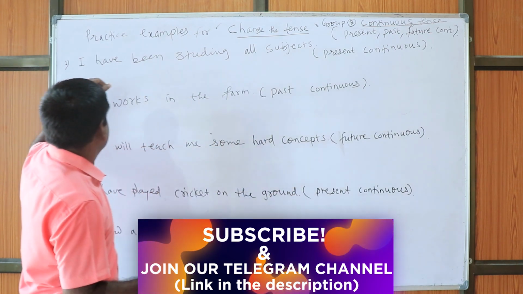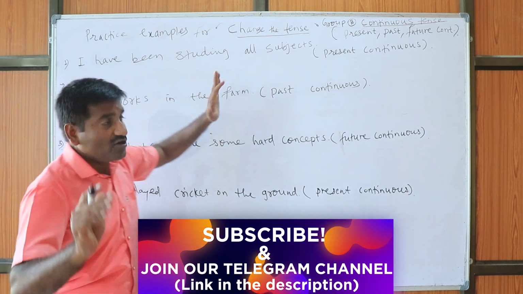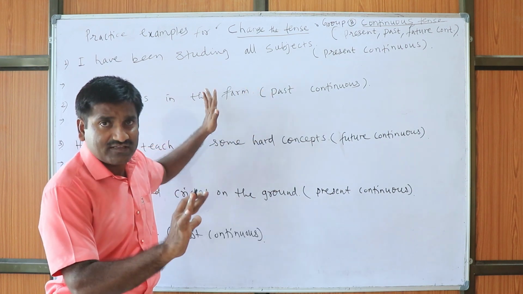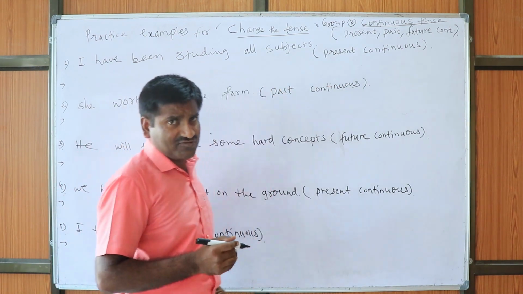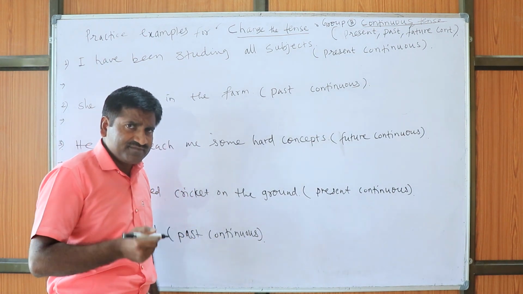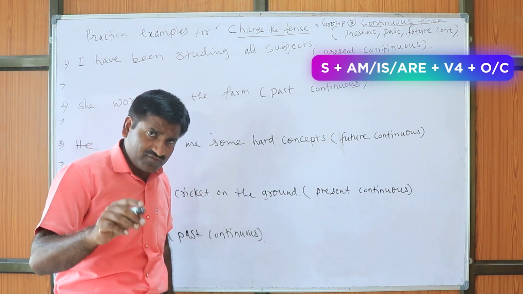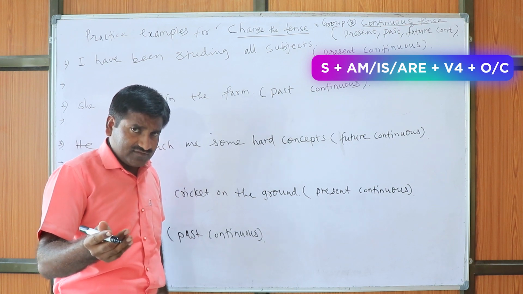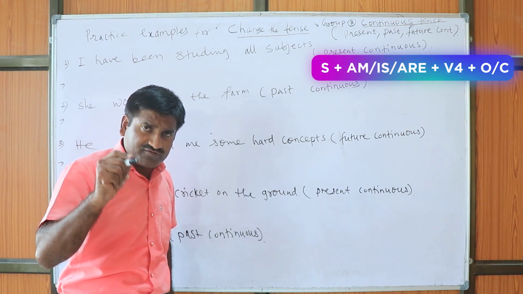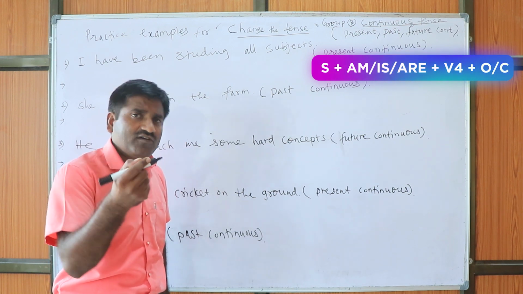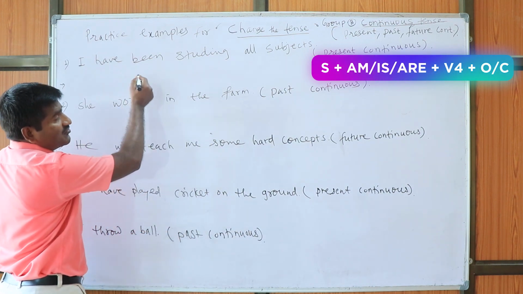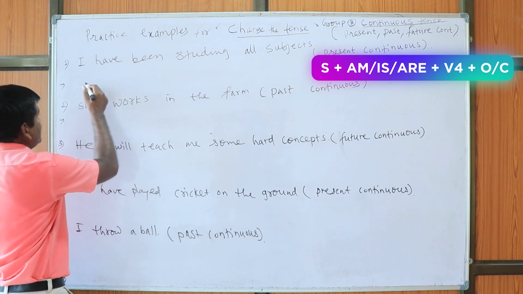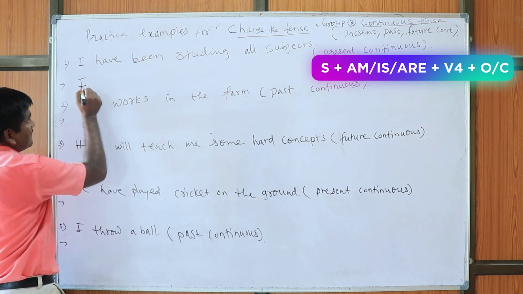Let us see. I have been studying all subjects. Present continuous. We want to make it present continuous. So what is the formula of present continuous? S plus am is are plus V4 plus OC. If you watch all my videos regarding tenses, then you will learn the formulas also. So see, I is the subject here, I am writing.